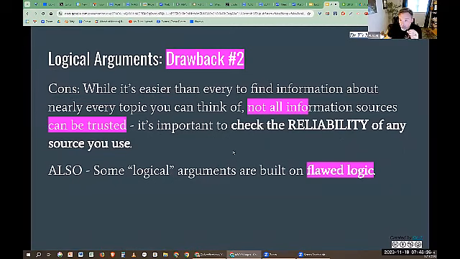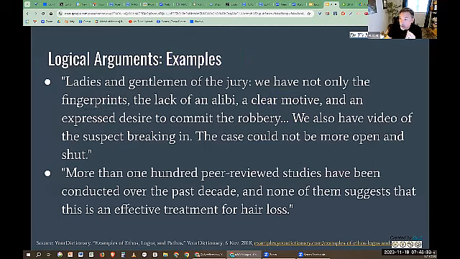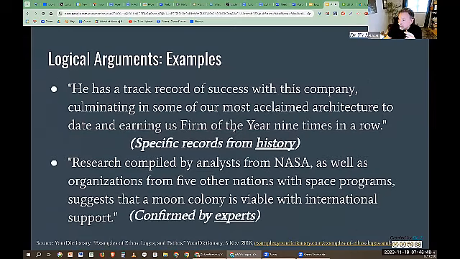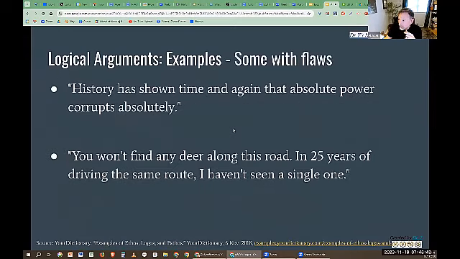So we've got to be aware of that, and we've got to think about whether the information can be trusted and whether it's built on flawed logic or not. And then we've got examples, and we talk about what's good or not good about these logical arguments. And there are some explanations. And then I want to just jump a little bit ahead here.